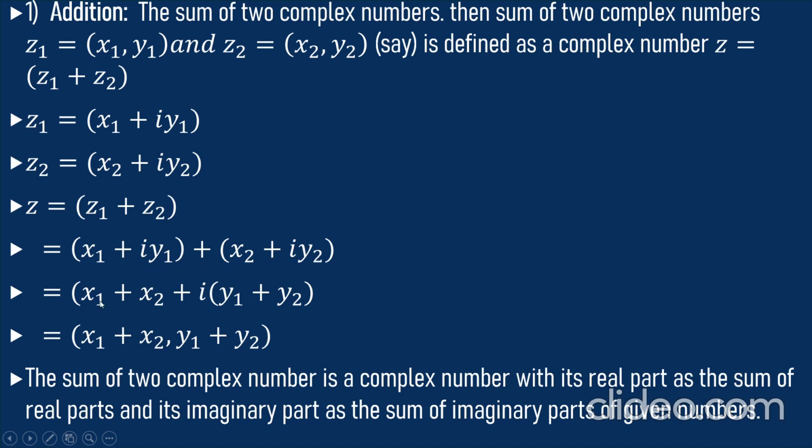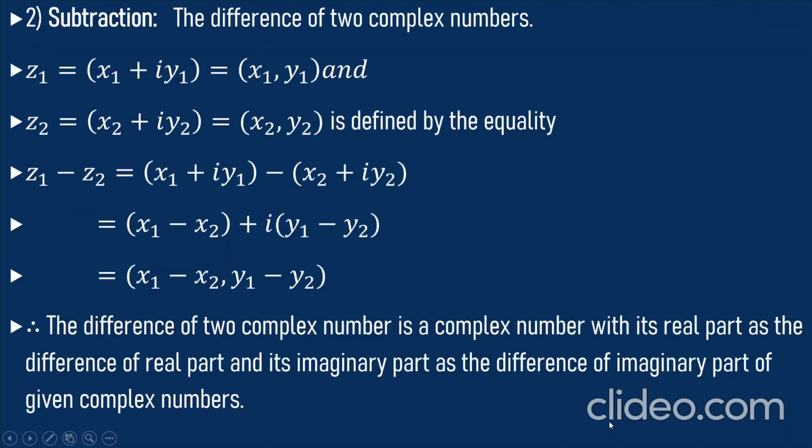Then adding the real part and imaginary part separately, z = (x1 + x2) + i(y1 + y2). So x1 + x2 is the real part and y1 + y2 is the imaginary part. So the sum of two complex numbers is a complex number with its real part as the sum of the real parts and its imaginary part as the sum of the imaginary parts of the given numbers.